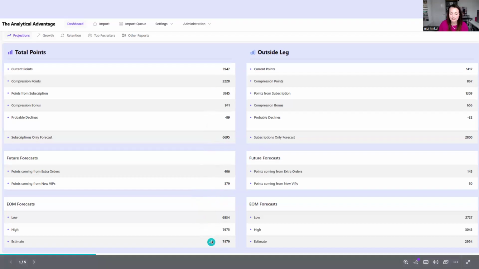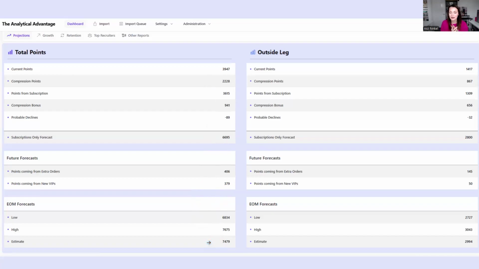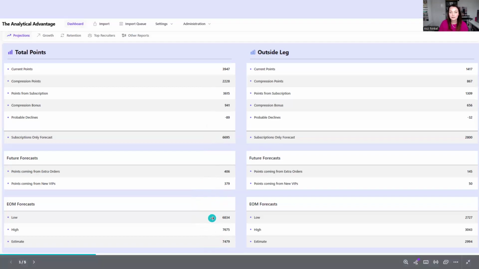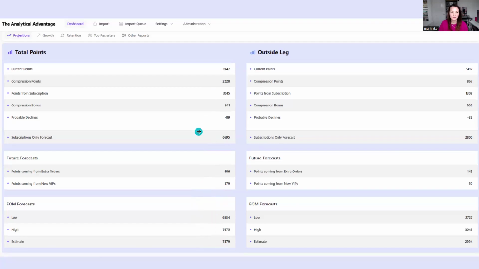This is where I think this person is going to end once all of those new people are added, once all of those extra orders are placed, and when the month actually closes. And then here is the low. The low is usually going to be close to that subscription only forecast. It gets closer and closer as the month goes on. Sometimes it's exactly the same.